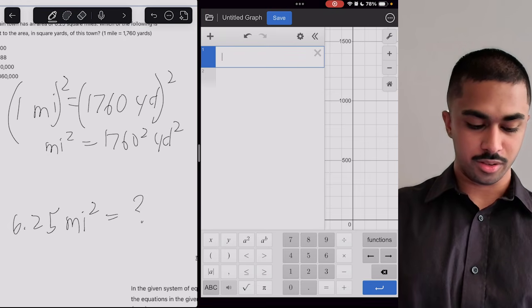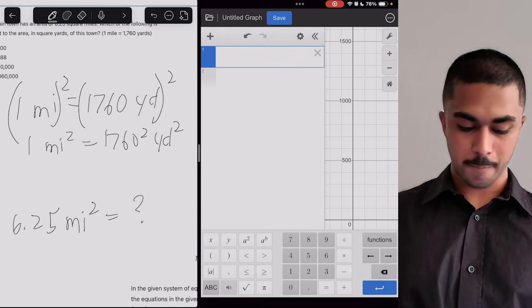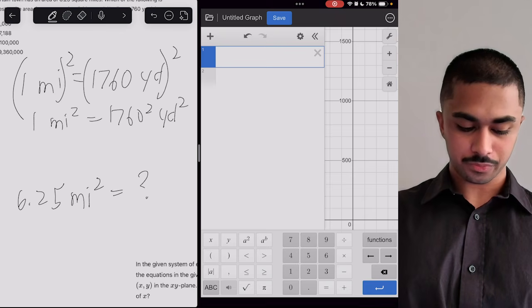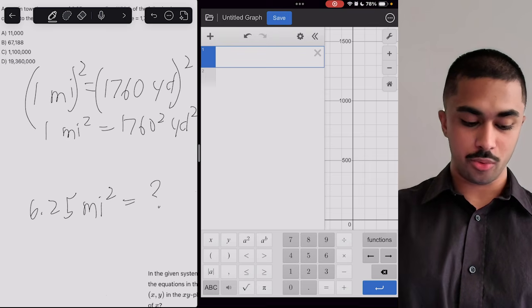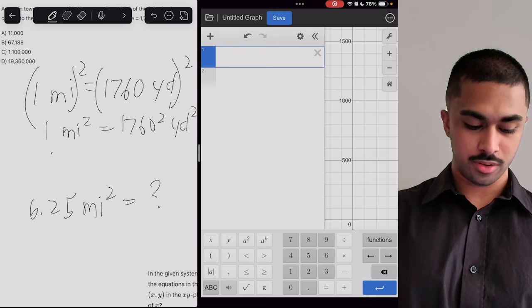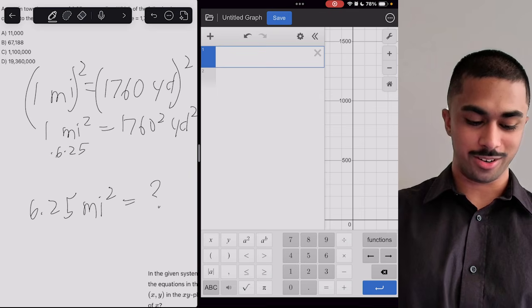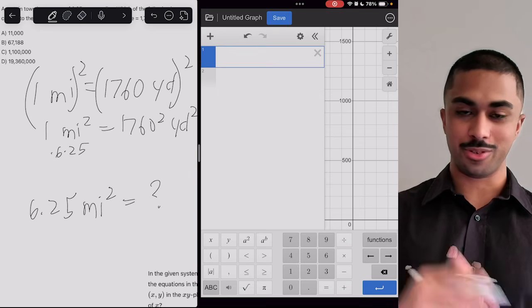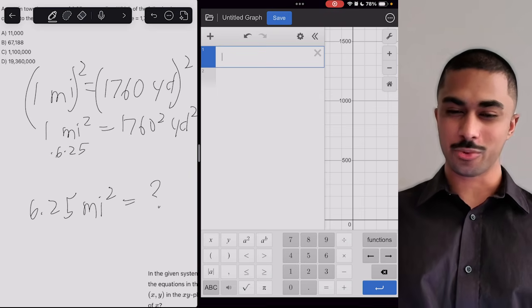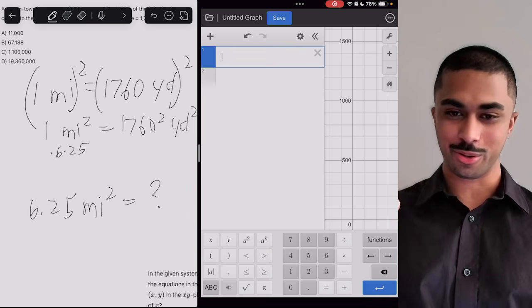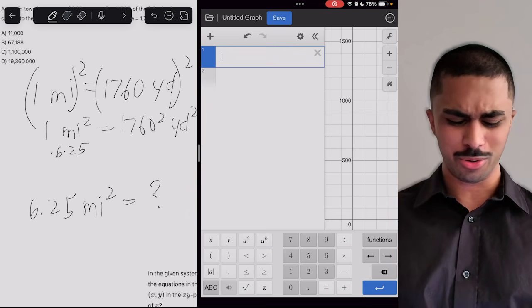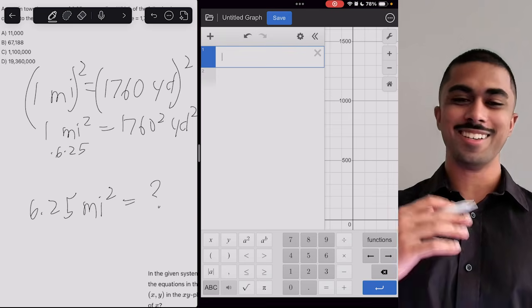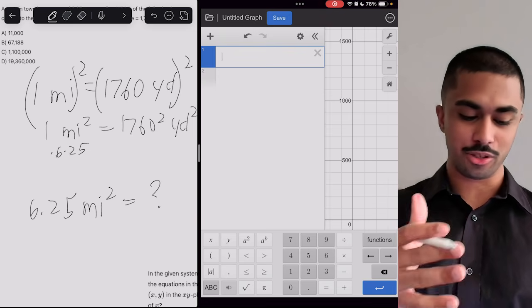And then this turns into 1 because 1 squared is 1. Now, if we want to turn this into this, now we multiply by 6.25. And do you see why we didn't do that earlier? Because if we multiplied by 6.25 first and then squared it, then it would be the square of 6.25. It just wouldn't work. We'd have to multiply by the square root of 6.25. Just square first, then multiply the number.